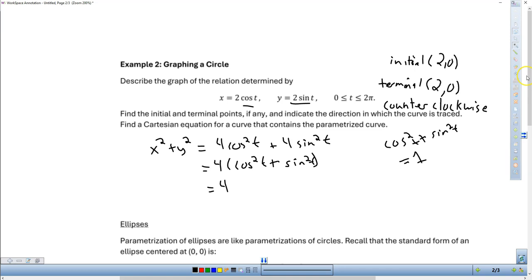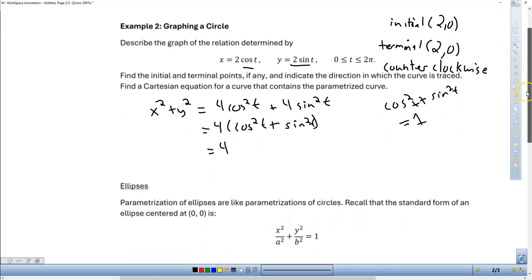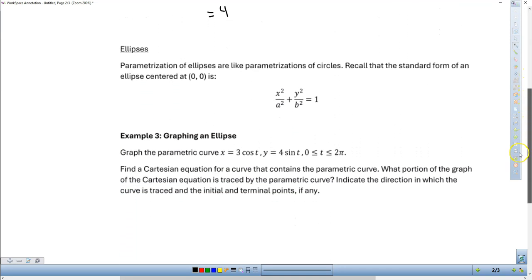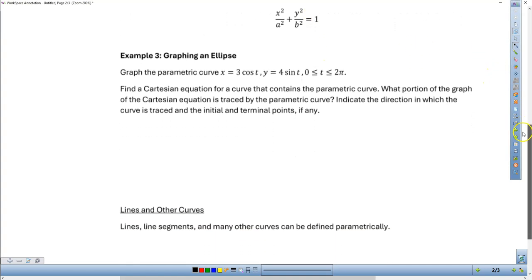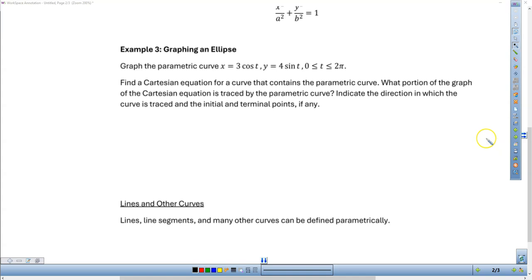Now, circles, of course, are just one thing that we can use these parameterized equations for. The other thing they come in handy for are ellipses. And parameterization of ellipses are very much like the parameterization of circles. The standard form of an ellipse centered at 0, 0 is going to be very similar. We have x squared over a squared plus y squared over b squared, and again set equal to 1. So with that in mind, let's jump right into graphing an ellipse and see what we can come up with.